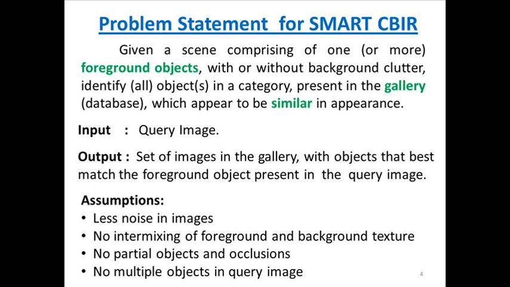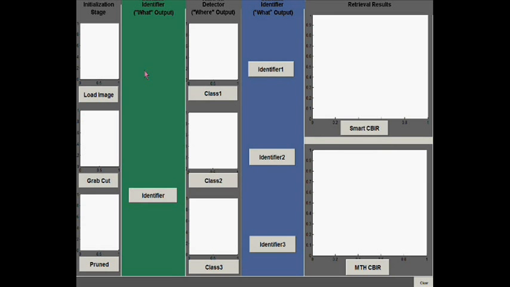This video shows a live demonstration of a smart content-based image retrieval, or CBIR, system developed in the Visualization and Perception Lab in the Department of Computer Science and Engineering, IIT Madras. This is the interface of the prototype of a smart CBIR system. The system has the ability to focus on the salient object of interest in the query image to retrieve similar image samples from the gallery.